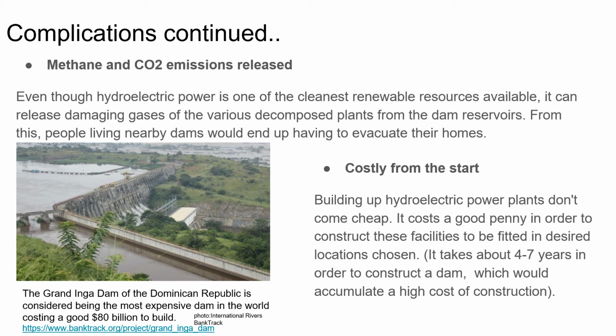The longest dam ever recorded to build would be the Itaipu Dam, which took 18 years to build at a cost of $20 billion. As for the most expensive dam constructed, it would be the Grand Inga Dam of the Dominican Republic, as seen in the left picture. It may have taken less time to build compared to the Itaipu Dam, but it did cost the people over $80 billion to build.